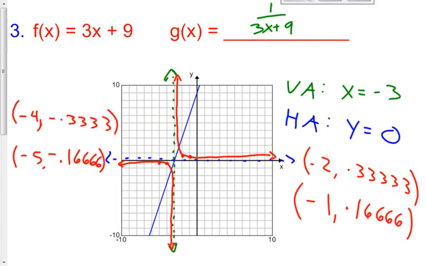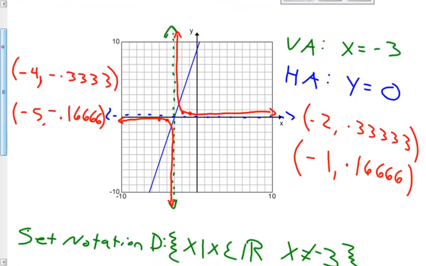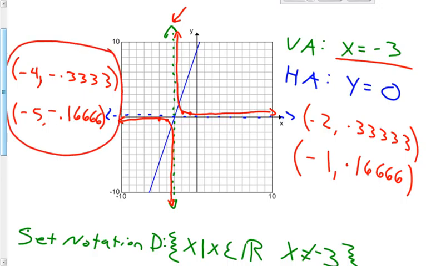The reciprocal function was 1 over 3x plus 9. So we have a vertical asymptote at x equals negative 3, so this dotted line right there. We have a horizontal asymptote at y equals 0 again. My 2 points to the left of my vertical asymptote are right here, and my 2 points to the right of my vertical asymptote were right here.